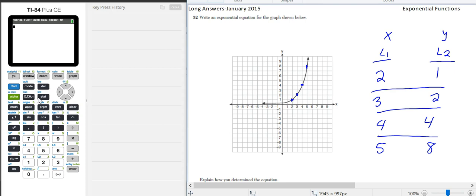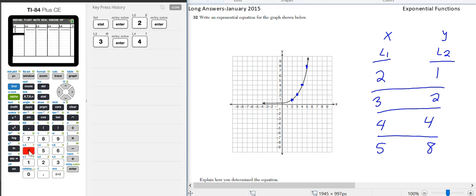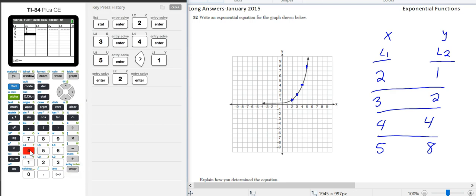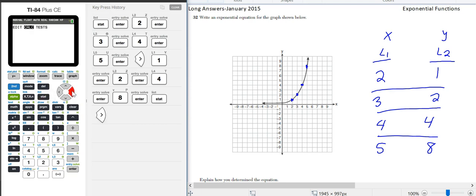Now let's go to the calculator. We're going to press Stat, Edit. In L1, we're going to plug in 2, 3, 4, 5. So 2, enter, 3, enter, 4, enter, 5, enter. And then in L2, we're going to plug in our y values 1, 2, 4, 8. And we're going to press the Stat button again, right arrow to Calc for Calculate, scroll down to 0 for exponential regression and press Enter.